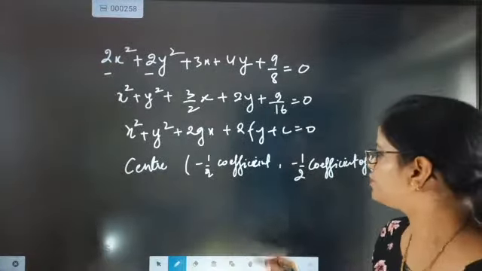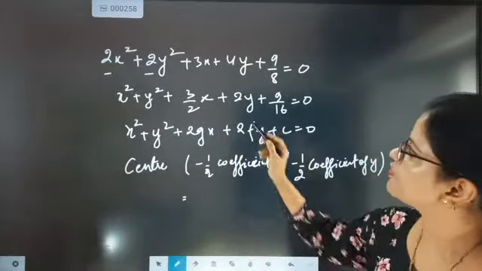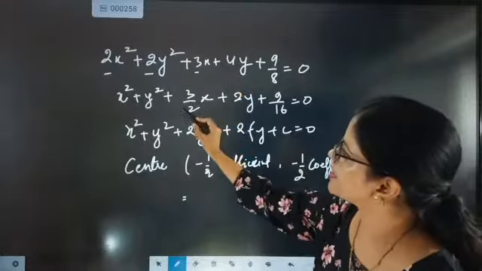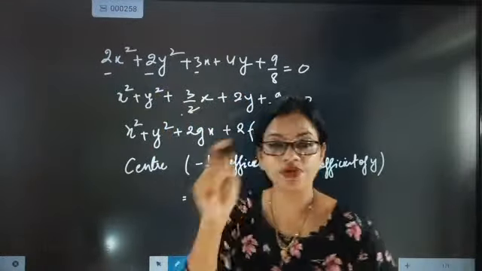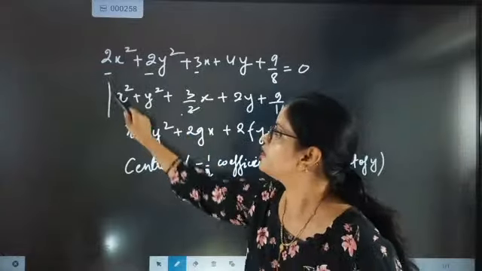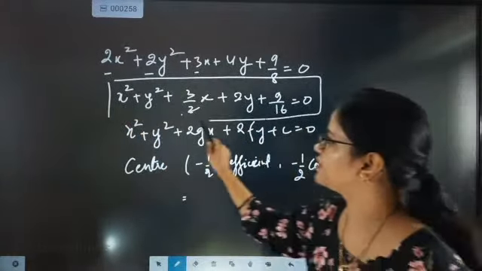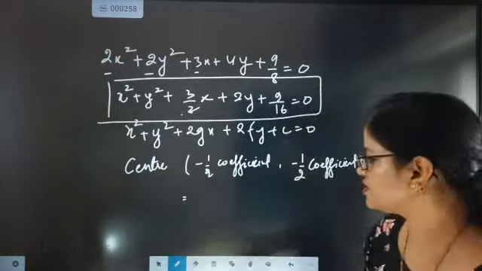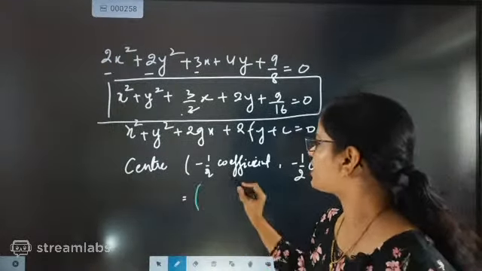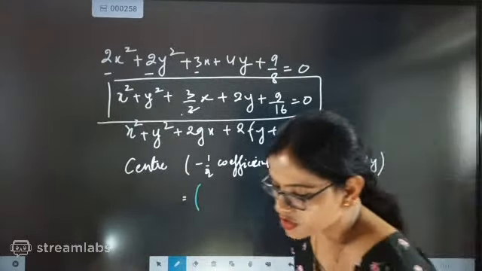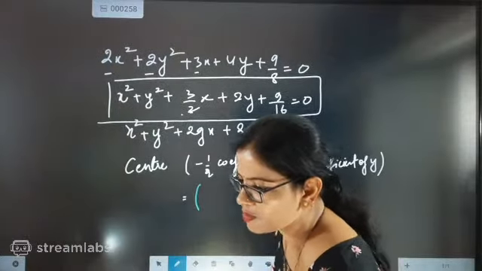Small work only you have to do. So now what is the coefficient of x here? Don't see this one, because here 2 and 2 are there. After removing them, what equation will come? From here only you have to find the center. Come on, tell me the answer. So minus 1 by 2 coefficient of x. Gautam has given the answer, minus 3 by 4, minus 1.